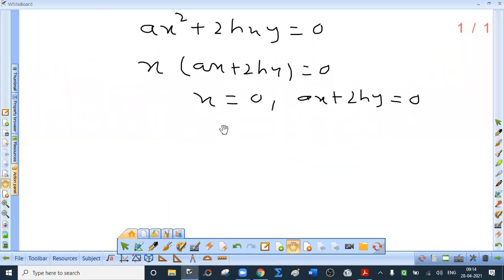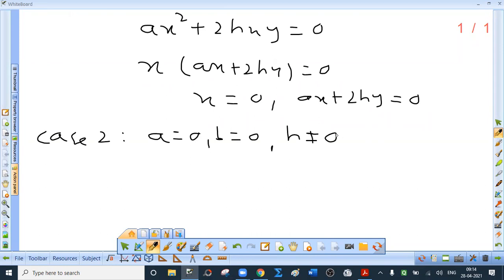Now in the second case, I will say a equal to 0, b equal to 0. Let me explain first. When I say a equal to 0, b equal to 0, clearly h is not equal to 0. Otherwise the equation will be 0 equal to 0. There is no point in that, right? So h not equal to 0.